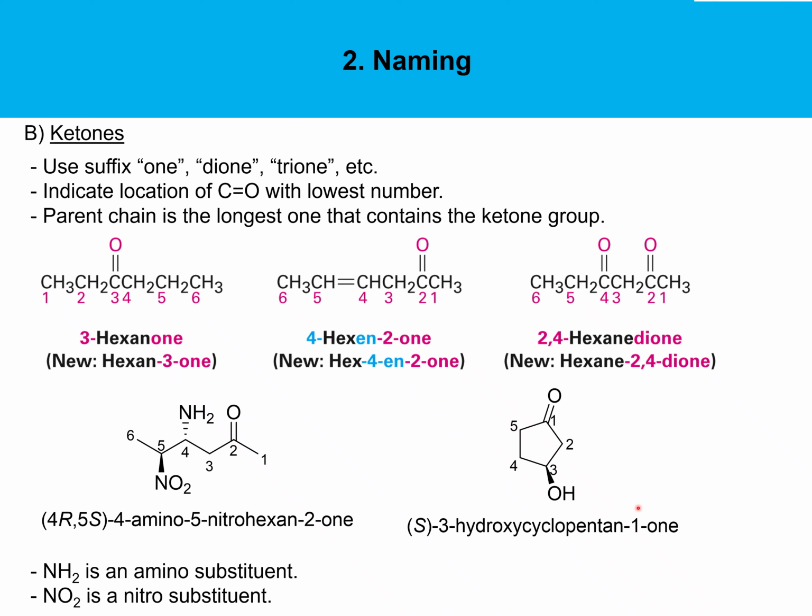We also have a substituent on carbon 3. So if the ketone is carbon 1, the hydroxy group is on carbon 3, going from the top to the right side. And so this would be named as 3-hydroxycyclopentanone. And then lastly, we have S stereochemistry around carbon 3. So that is added to the name.